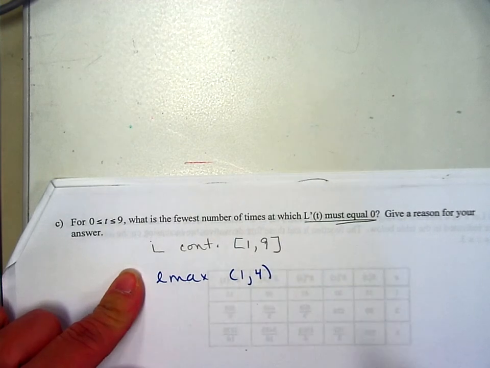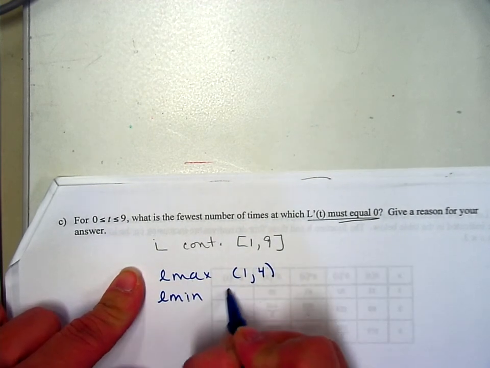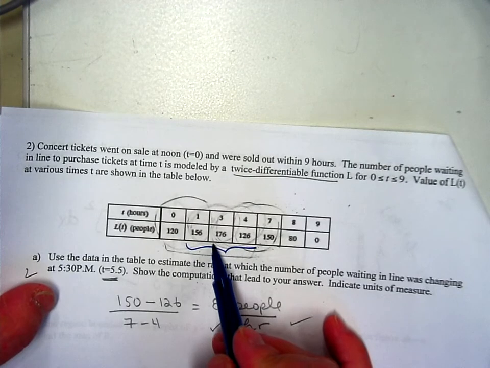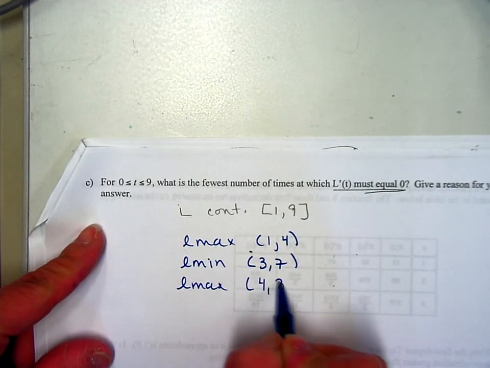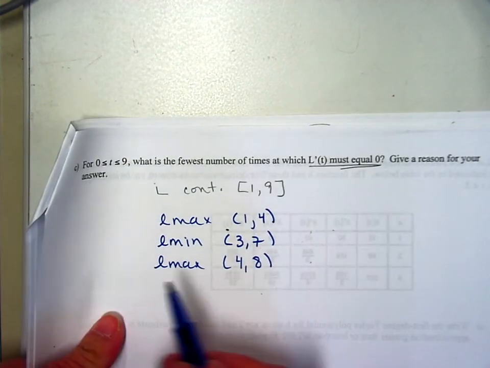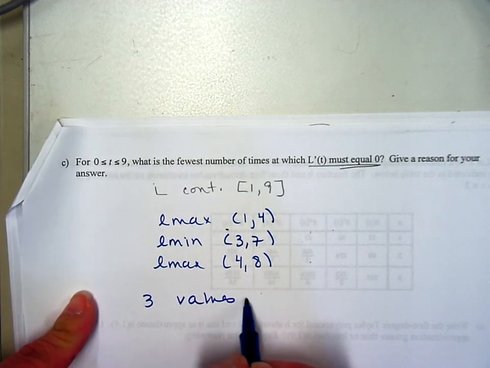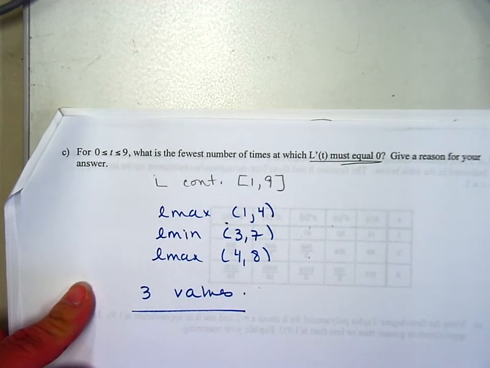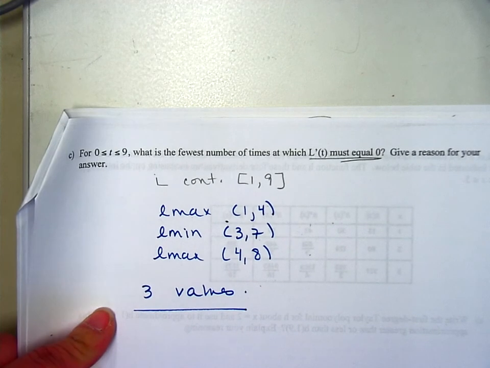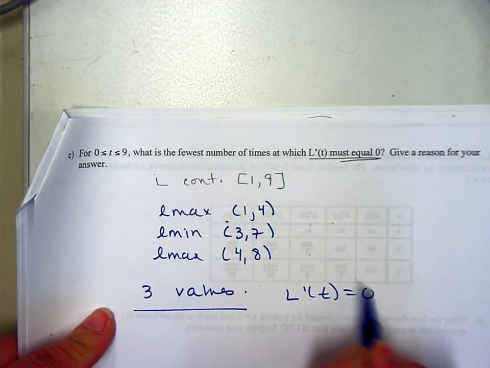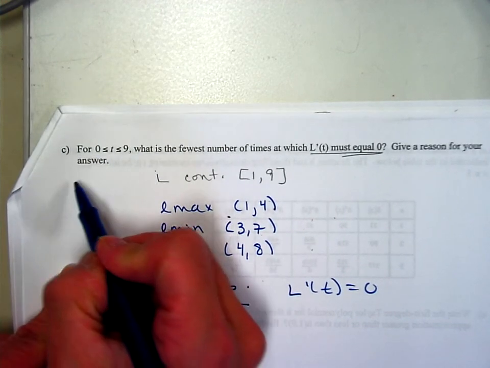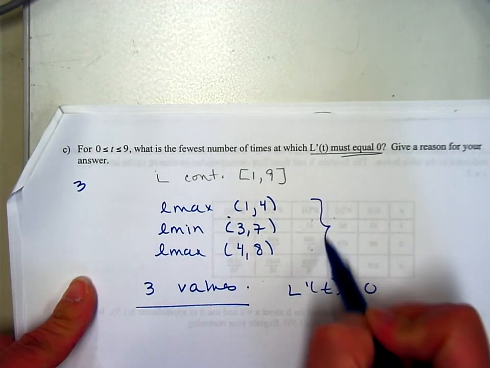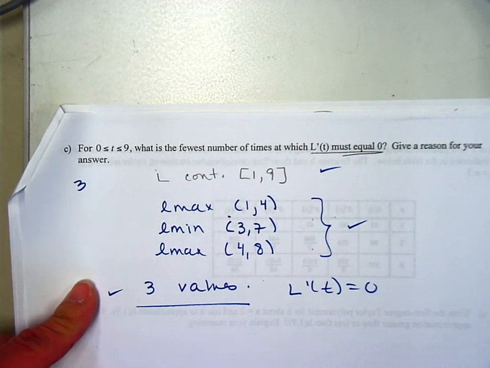Using the same idea, when you look at the table, you should also notice that there is going to be a local min somewhere between 3 and 7. And then same idea, there's another local max between 4 and 8 somewhere. So there are 3 values. At least, there may be more, we don't know, but there's got to be at least 3 values where L prime is equal to 0, because these are the 3 places where I identify local maxes or mins, and you must state that it is continuous. This is going to be 3 points. You got to show me your reason, you got to state that it's continuous, and you got to tell me that there are 3 values.